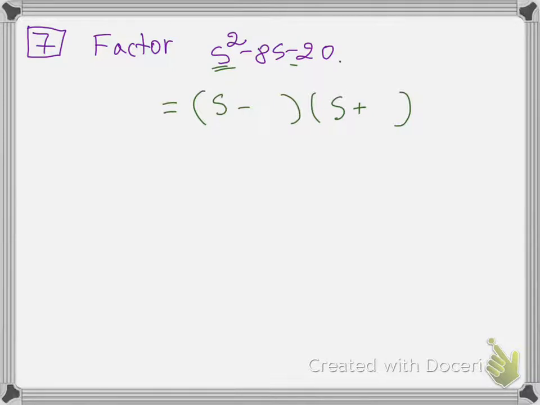So let's break down negative 20. Negative 20 is plus or minus 1 times plus or minus 20. It actually has to be in opposite way. Minus plus. So if we have 1, we're going to have negative 20. Negative 1, we're going to have positive 20. Either plus or minus 4 times minus or plus 5.